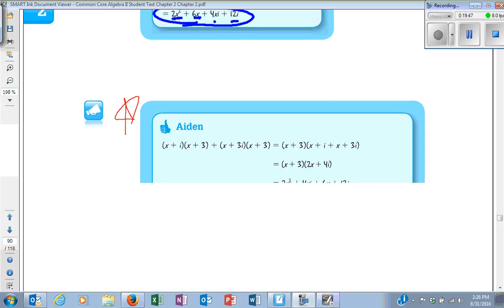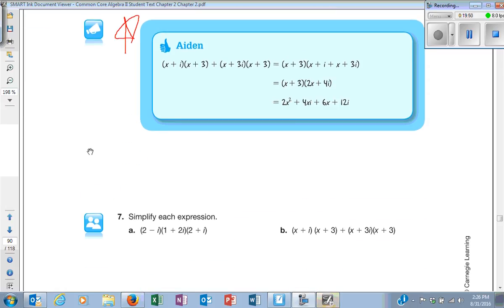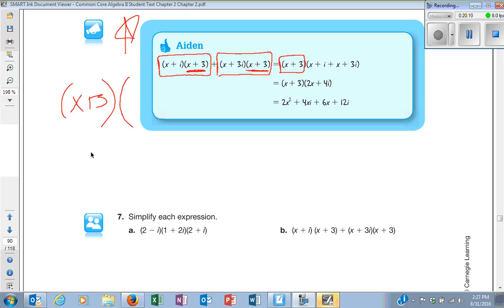Now, if you look at this guy, he did something a little different. Aiden said, you know what? If I look at these two numbers, this right here as one number, and this as a second number, they have an x plus 3 together. So I'm going to factor out that x plus 3. Take that x plus 3 out, and I multiply that by what's left over. Well, what's left over is, in this bubble, x plus i plus x plus 3.